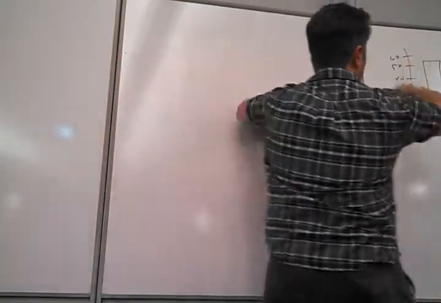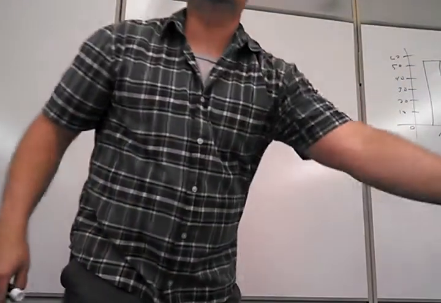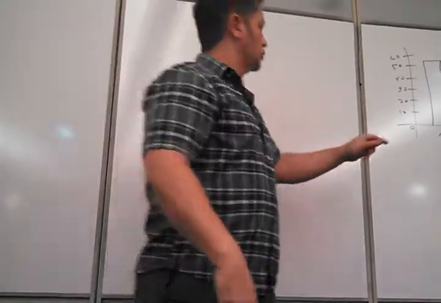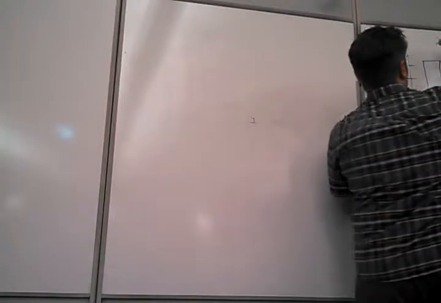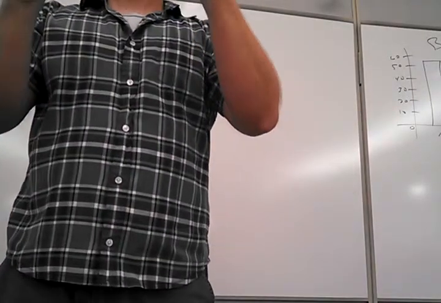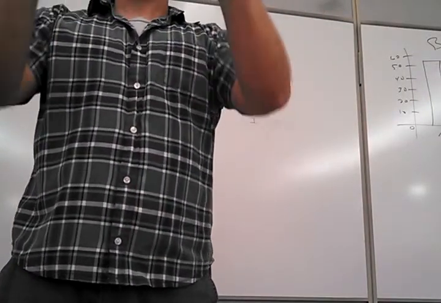Anybody know what this kind of picture is called? What this kind of graph is called? Bar graph. I love it. Bar graph, because mathematicians are very creative. They said there's bars, so it's called a bar graph. So this is a bar graph. And normally bar graphs are used for qualitative data.